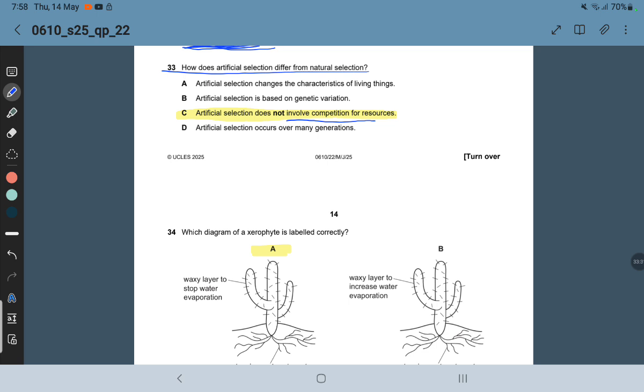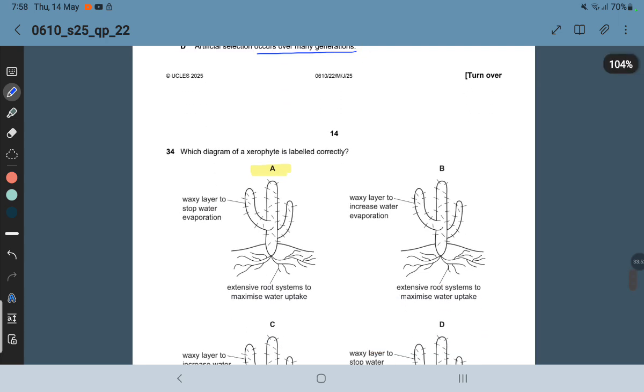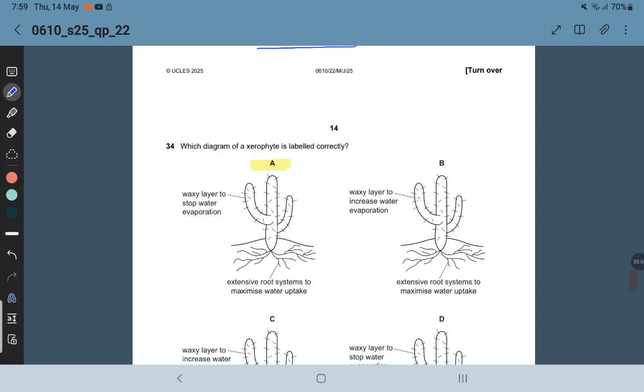Now, artificial selection changes characteristics. No, that is incorrect. It's based on genetic variation. Of course no, it's sexual reproduction. Artificial selection over many generations. No, over many generations is natural selection, and I told you in the previous exam I saw, variant 1, that natural selection occurs over many generations, and artificial selection is a faster way of having your variation, okay?